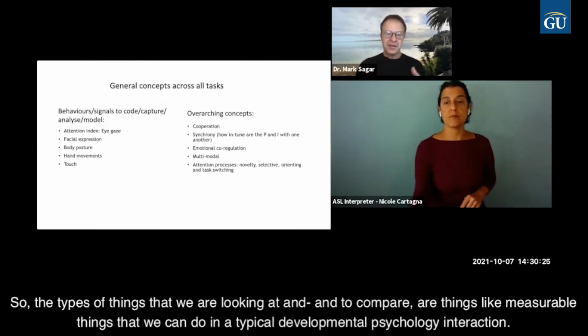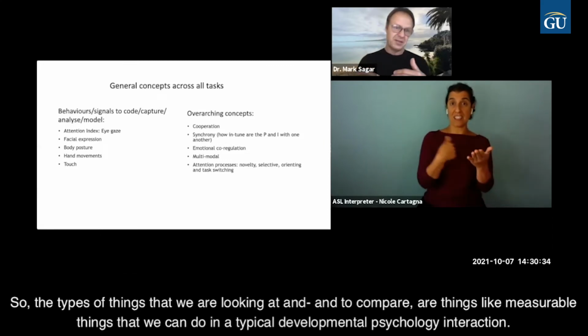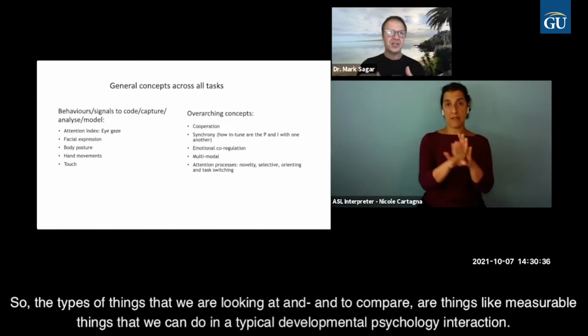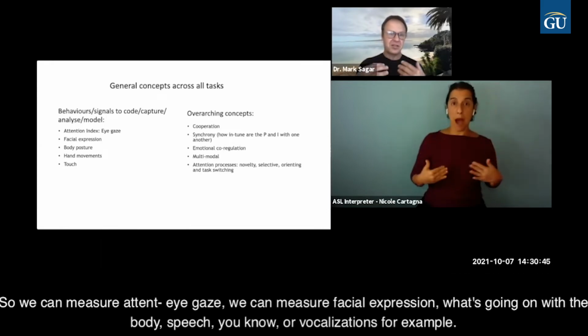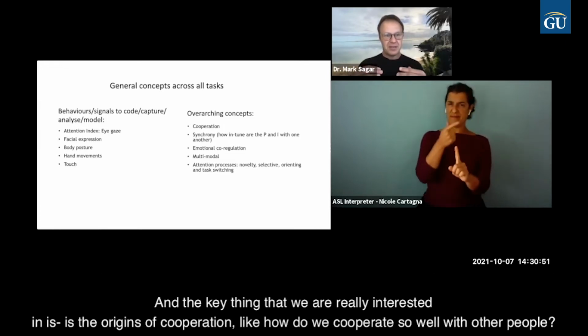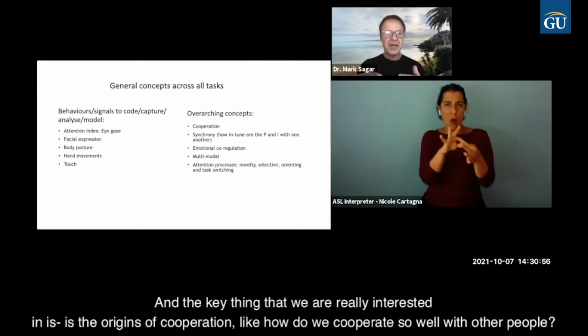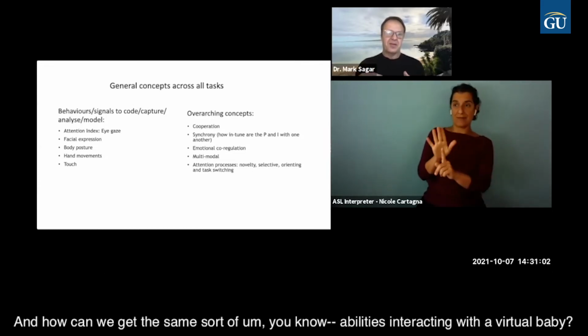The types of things we're looking at to compare are the measurable things that we can do in a typical developmental psychology interaction. We can measure eye gaze, facial expression, what's going on with the body, and speech or vocalizations, for example. The key thing that we're really interested in is the origins of cooperation. How do we cooperate so well with other people, and how can we get the same sort of abilities in interacting with the virtual baby?